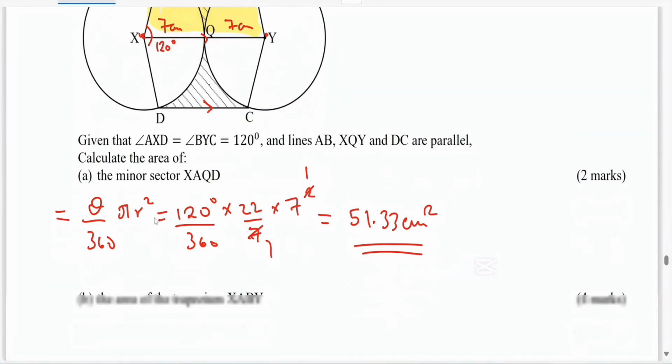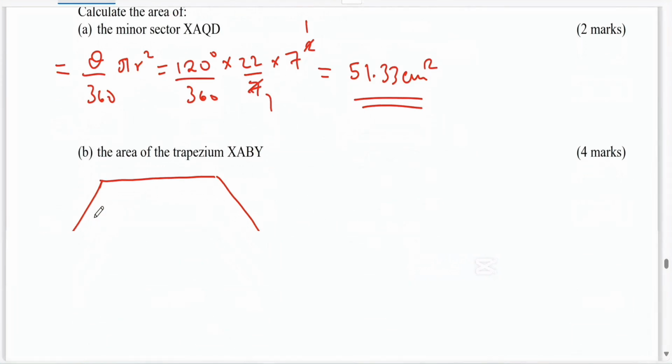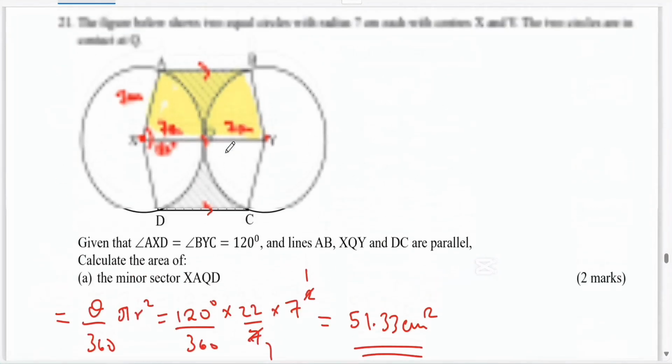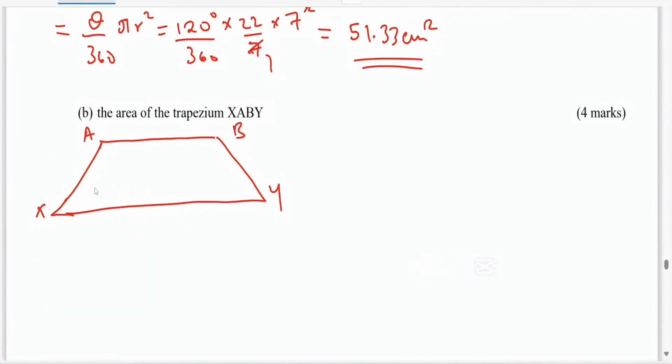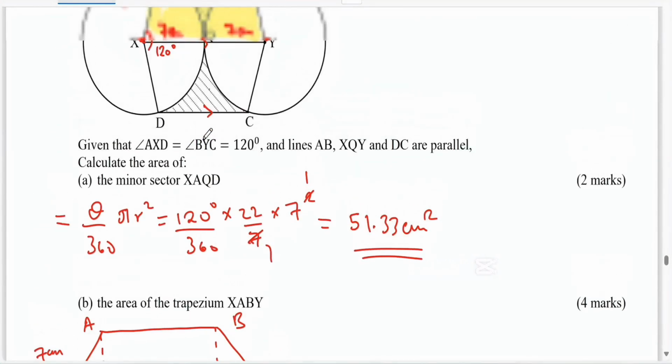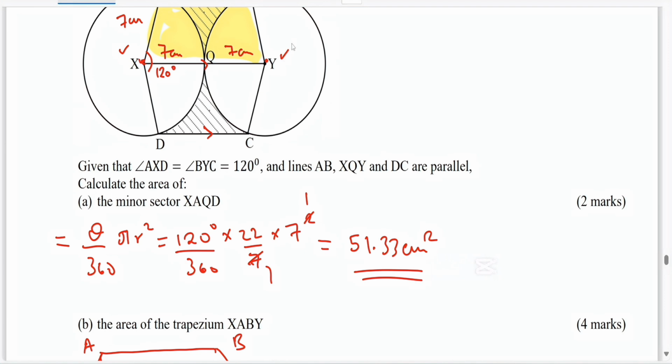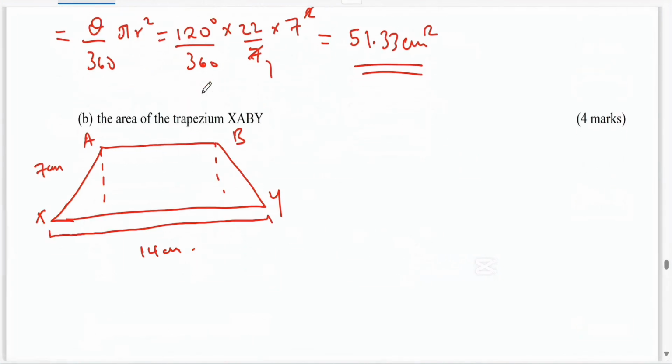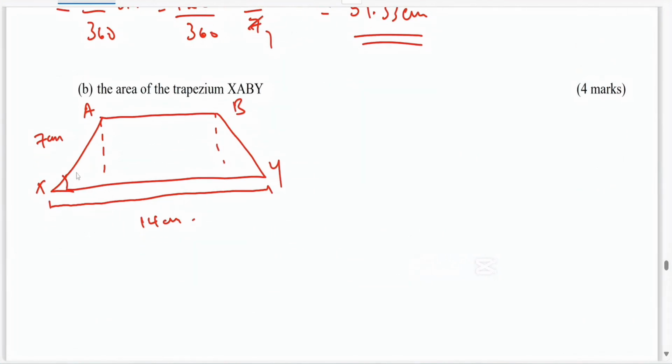This is our trapezium, XABY. X, I don't know where it is, but whichever. X A B Y. So I hope I am right. Yeah, I am right. So XA we already know is 7 centimeter. We all know that from X to Y is 14, 7 plus 7 is 14 centimeter. Now we had confirmed with this one. So this angle is 60 degrees.